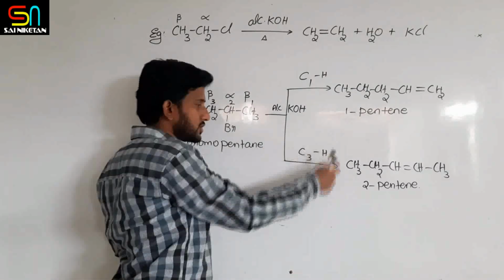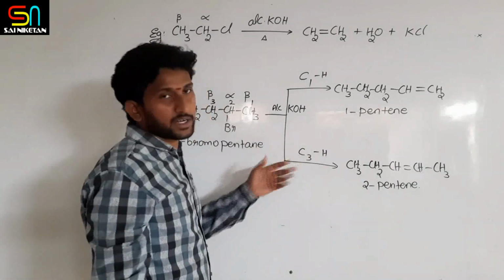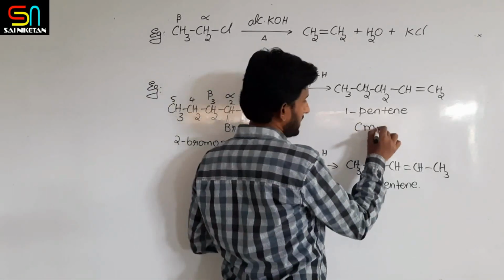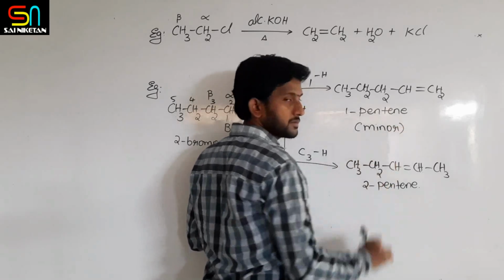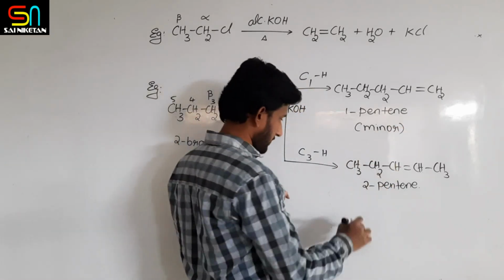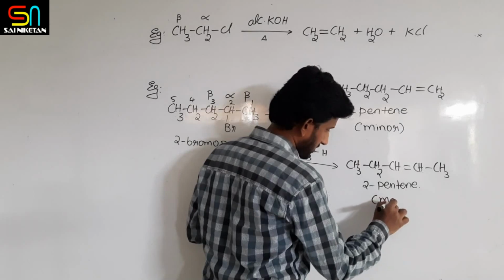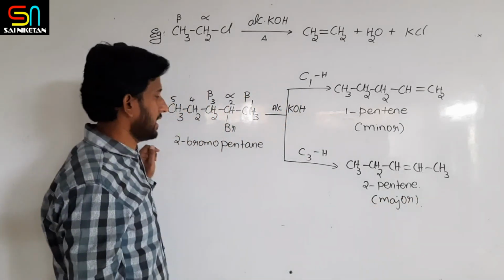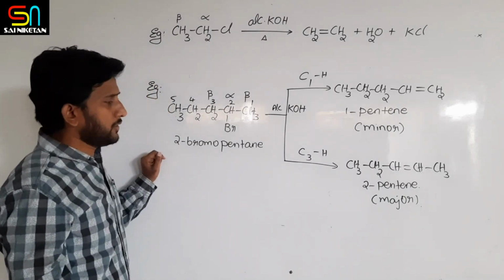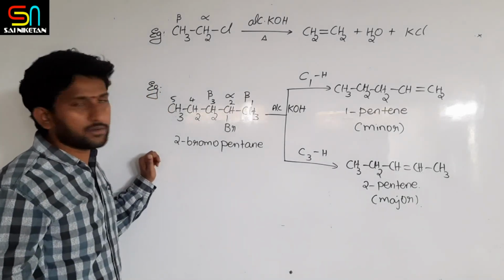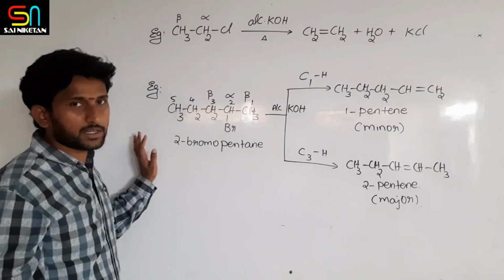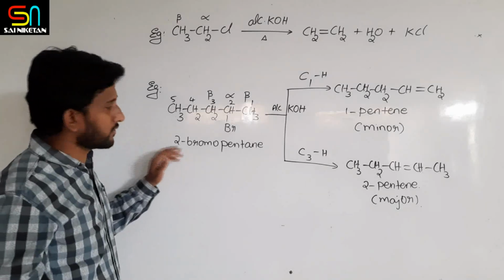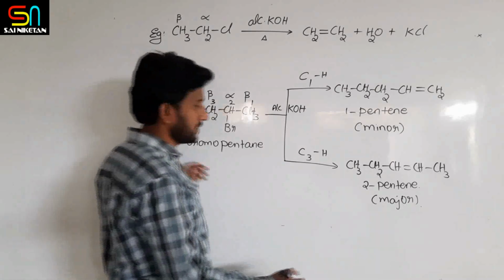Then, among these two, which is major product and which is minor product? 1-pentene is minor product, less amount. 2-pentene is major product in this reaction. Now, why is 2-pentene major product and why is 1-pentene minor product? That is explained by a rule called Saytzeff rule. That will continue.